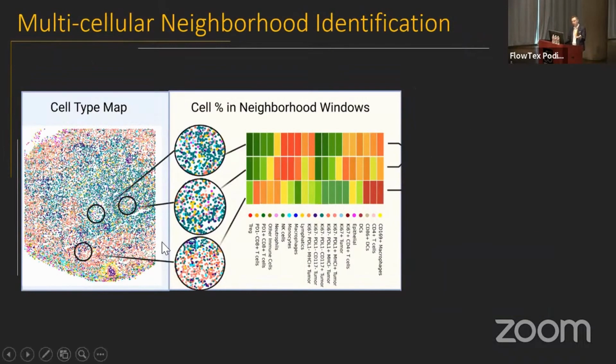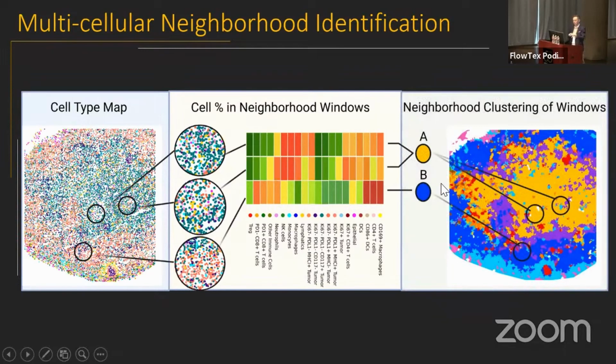So, one of the ways that we computationally do this is once we have the XY coordinates and the cell types, we take windows across the tissue, and we measure the composition of cell types within those windows. So, maybe it's mostly T and B cells if it's a follicle, or epithelial cells if it's close to the epithelial. And then we take these vectors. So instead of a protein, we're now thinking about it as cell type composition. We cluster those into similarly composed cellular neighborhoods.